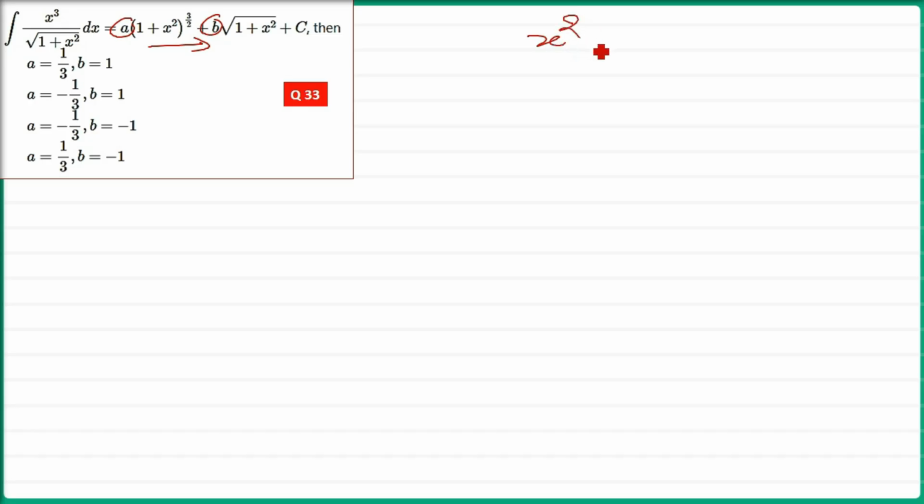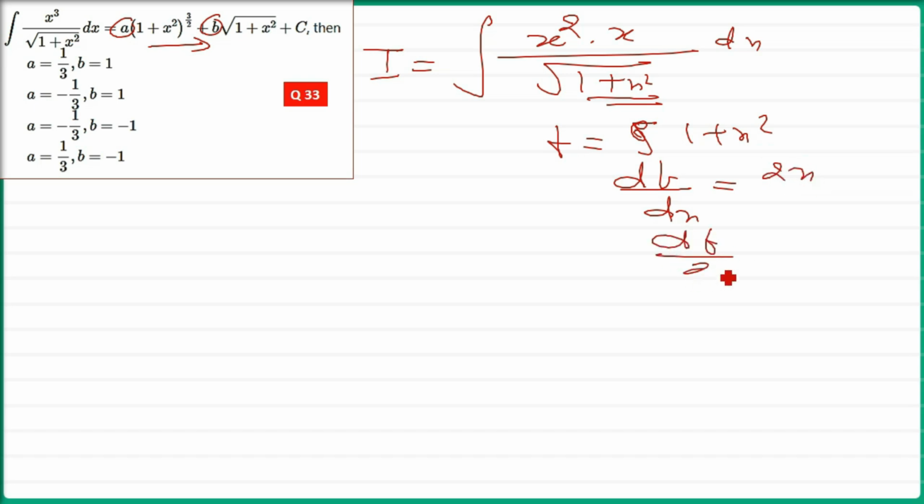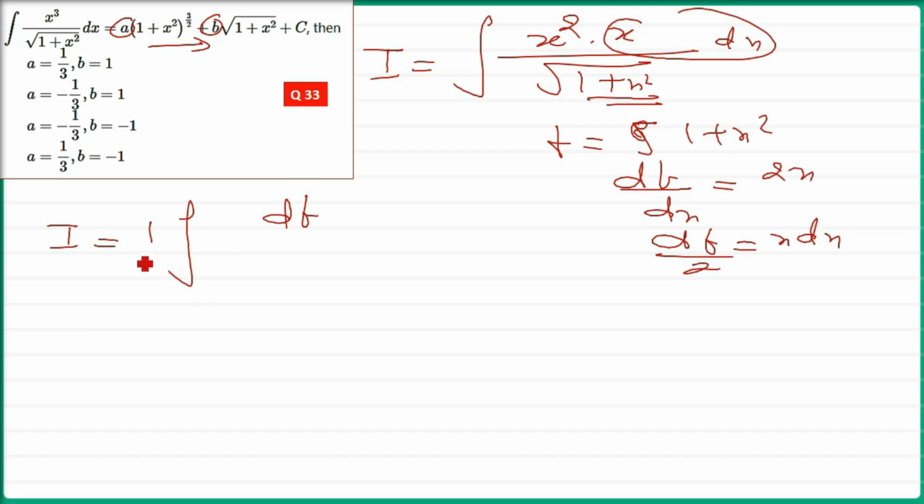So this x cube can be written as x square into x. Integration is already there. Denominator we have under root 1 plus x square dx. 1 plus x square can be taken as t. When we take t equals 1 plus x square, dt by dx will give you twice of x. That means dt by 2 has become x dx. Now x dx, we will just replace it by dt by 2. So this integration will have dt by 2. Here we have 1 by 2.